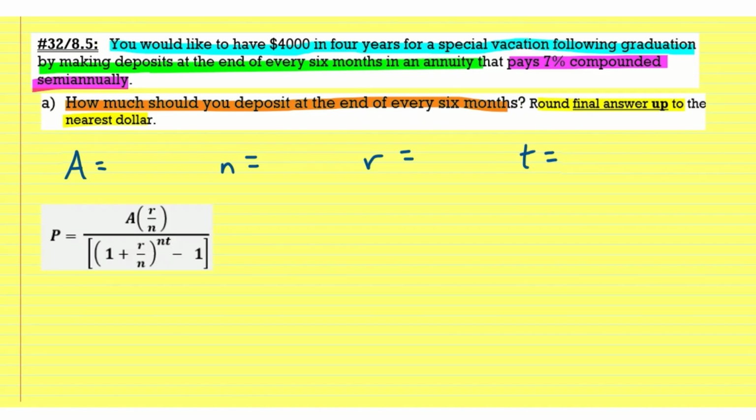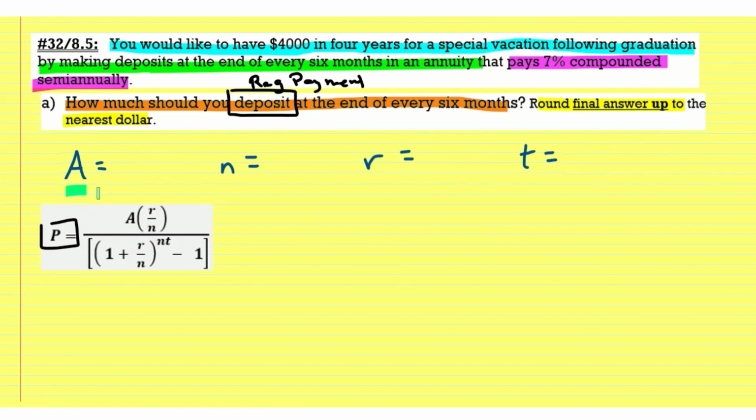Okay, so again, we need to find the deposit amounts. Now, how much should you deposit? The deposits are going to be your regular payments. You also can call those periodic deposits. So regular payments, periodic deposits means that we are going to use the P formula. That is for annuities, that P stands for the periodic payments or deposits that we are going to make on our annuity.